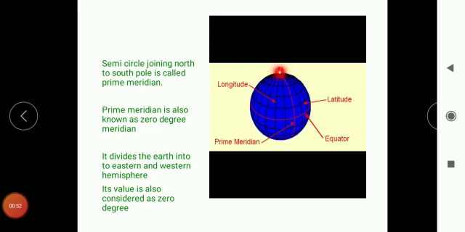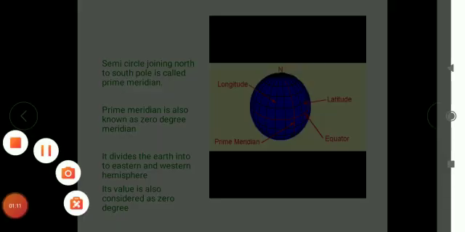Now, semicircle joining from north to south pole is known as prime meridian. Just like equator, the value of this prime meridian is always considered as 0. So that's why the other name for this prime meridian is also 0 degree meridian. This prime meridian divides the earth into western and eastern hemisphere.